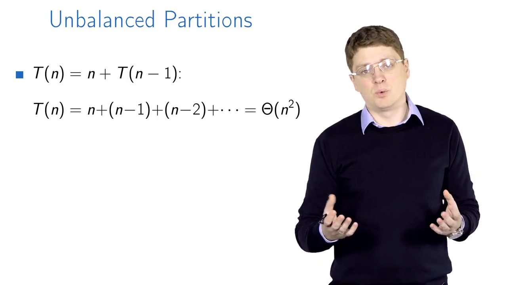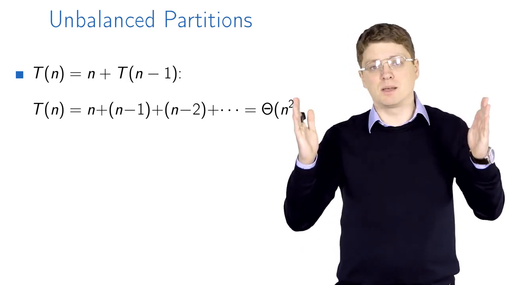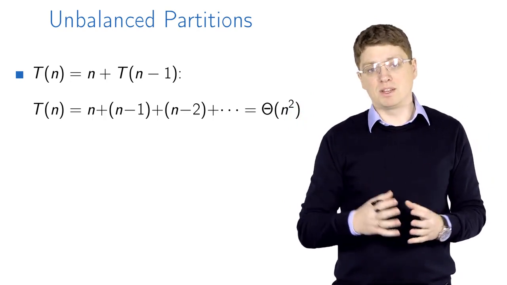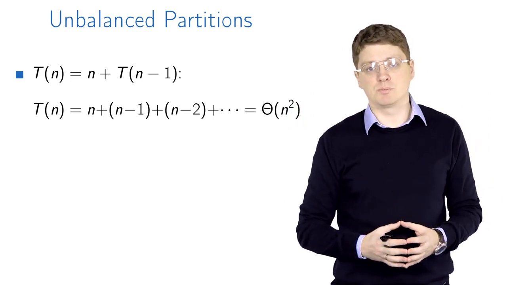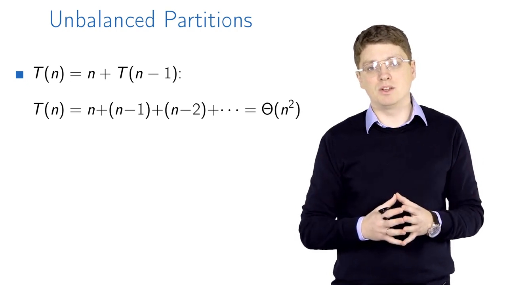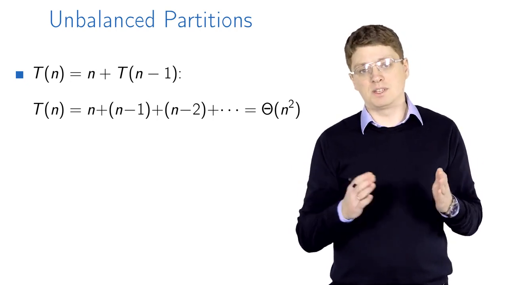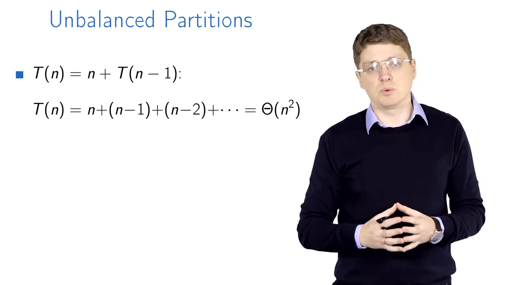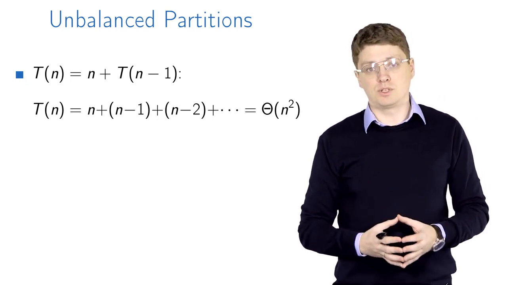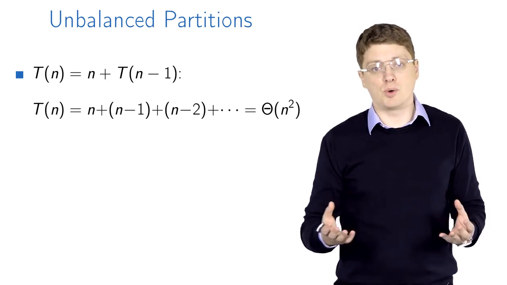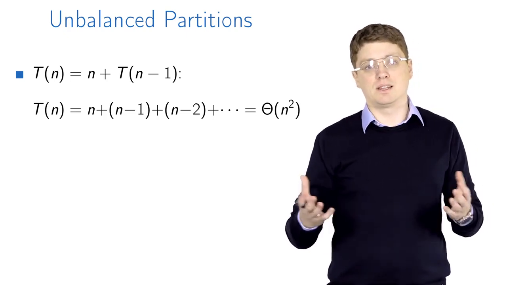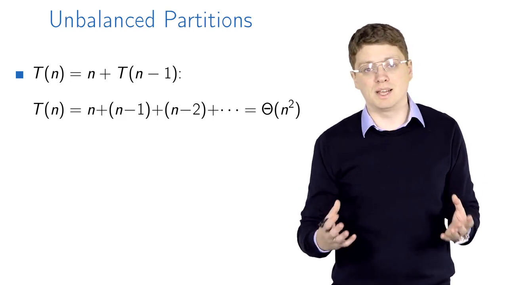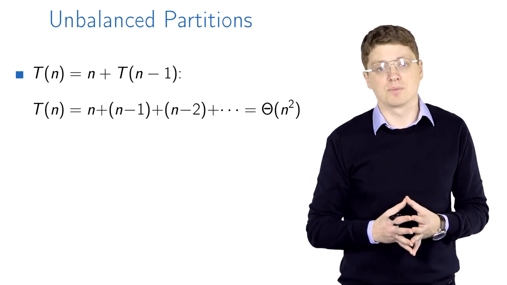Well, in this case, let's see what happens. We have a current subarray, say of size n, and we select its minimum value as a pivot and partition the subarray with respect to this element. Since this is the minimum value, its final position is just the first position in the resulting array, right? Which means that we partition into two parts. The first part is just empty. We have no elements smaller than our pivot. And the second part contains n-1 elements, because all the remaining elements are greater than our current element.